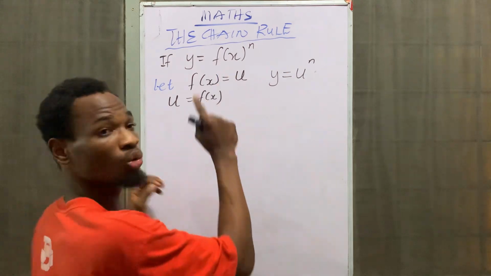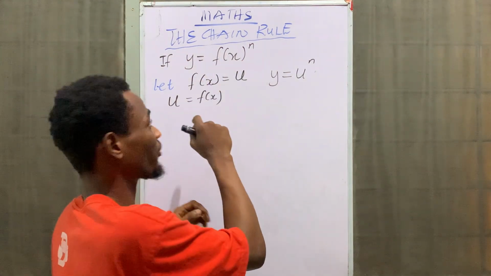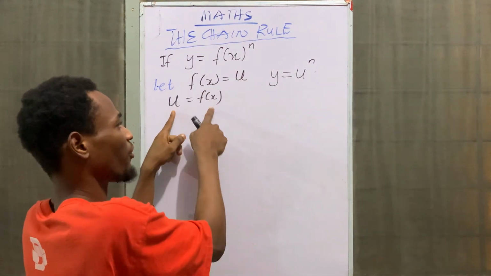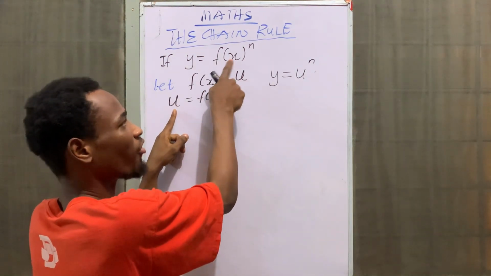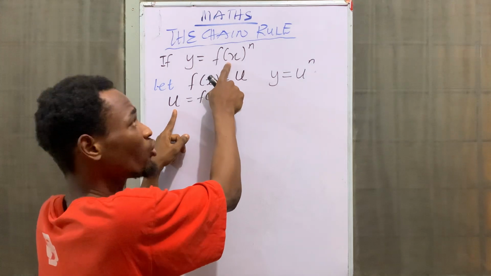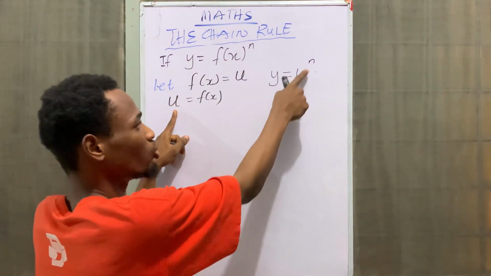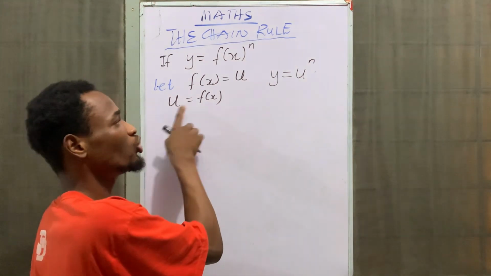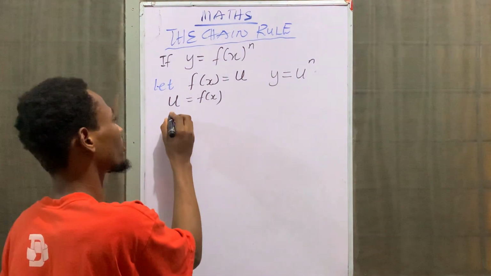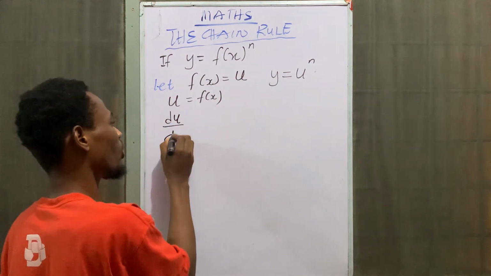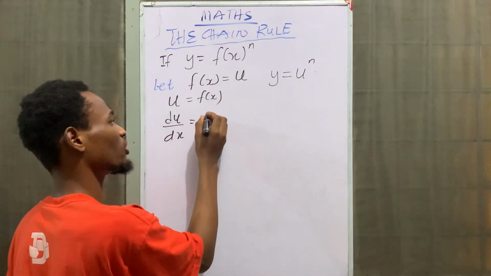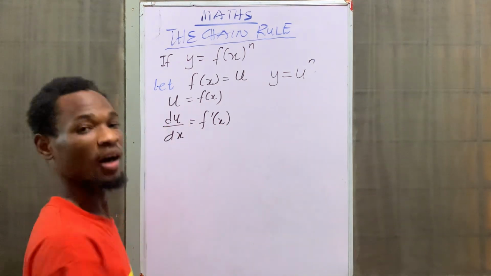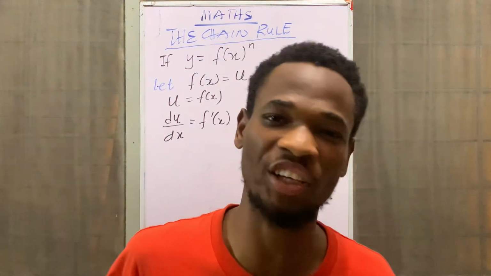I said let u represent this function, the inner function f of x. So f of x is equal to u. In other words, my u is equal to f of x. So now whenever I see f of x, I'll replace it by u. So therefore y equals u to the power n. Now, when I differentiate u with respect to x, I'll get du/dx equal to f prime of x. F prime simply tells me that I have differentiated.